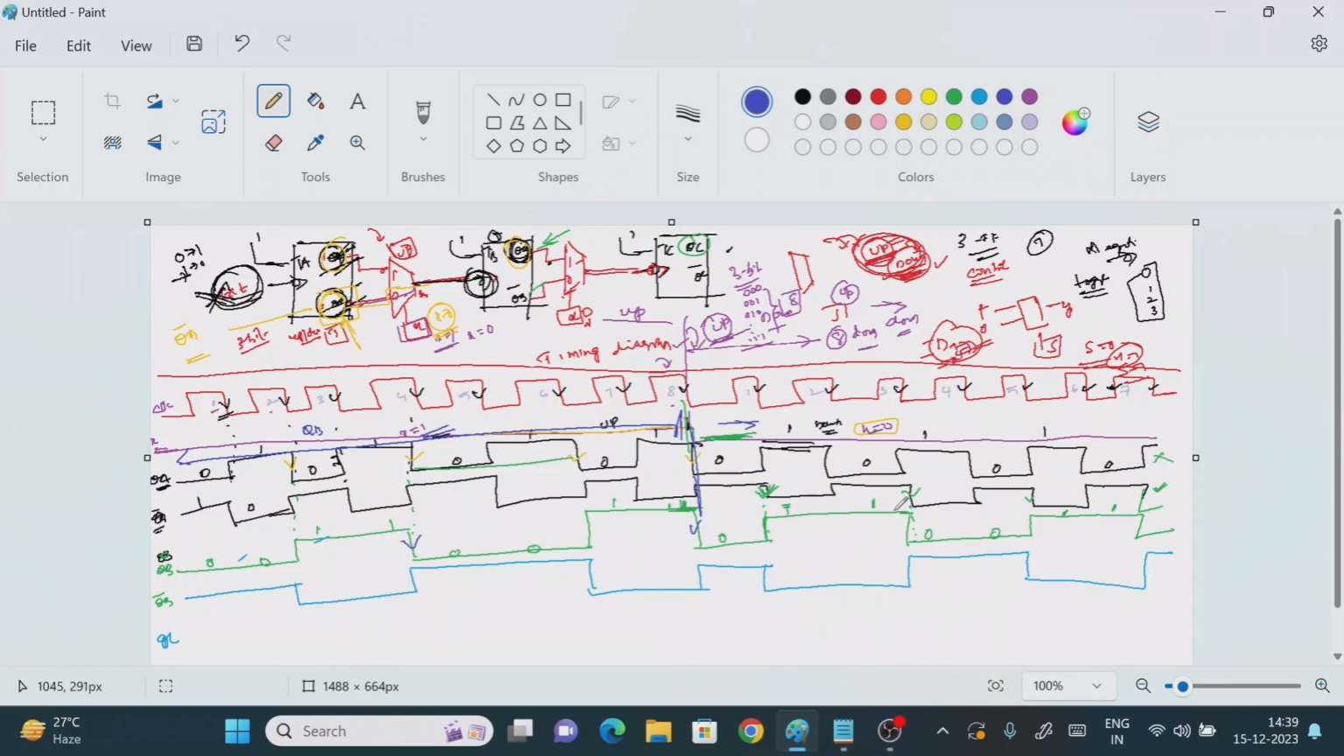X equal to 0 means down count. Down count means which one we need to consider? The negative edge for the QB bar. Remember, not for QB, we need to consider the QB bar. So from here to here, x equal to 0 means down count, right? So from here to here.